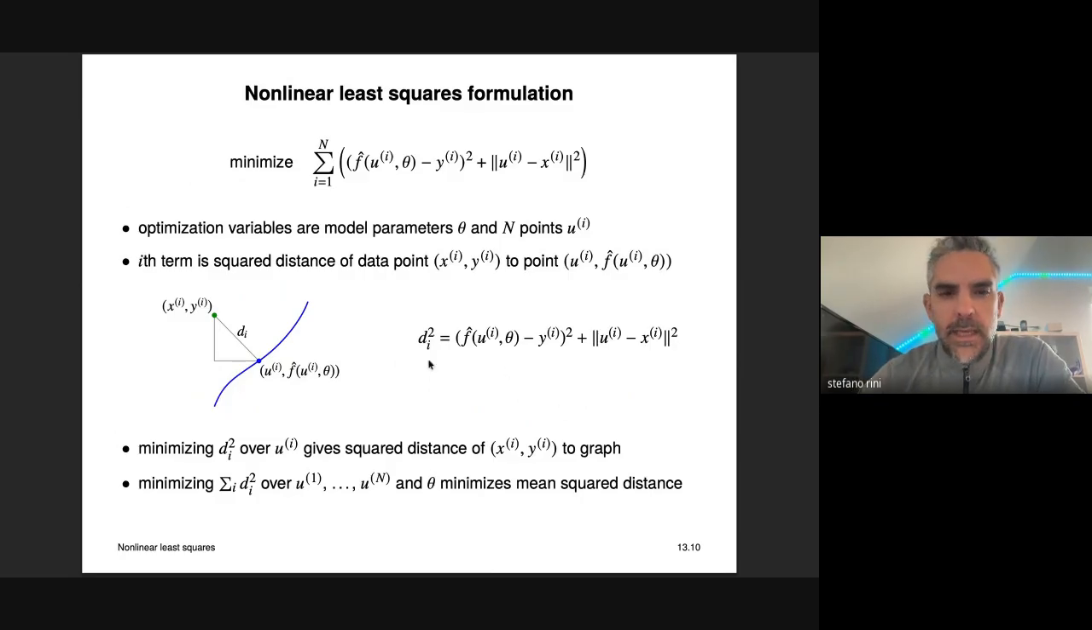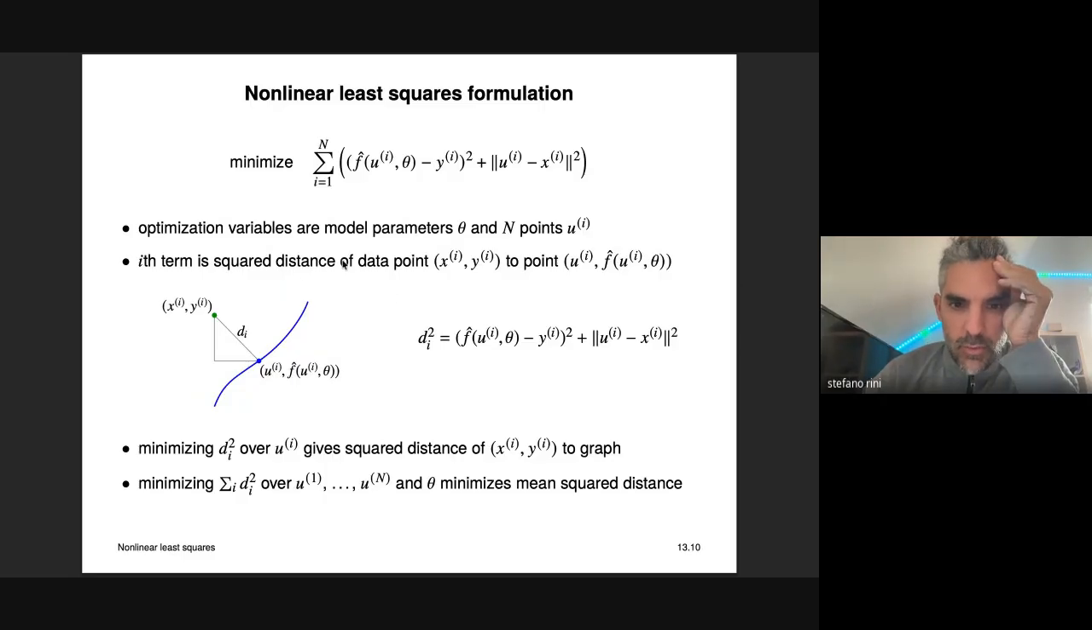So what we do there is that we have to model the distance between the point and the curve. Here we will have this nice graph. We have the xi and the yi, and then we have the ui and the f hat of ui of theta. So the distance is the L2 distance over this. You see that we have a sort of noise, a distance on the x-axis and a distance on the y-axis.